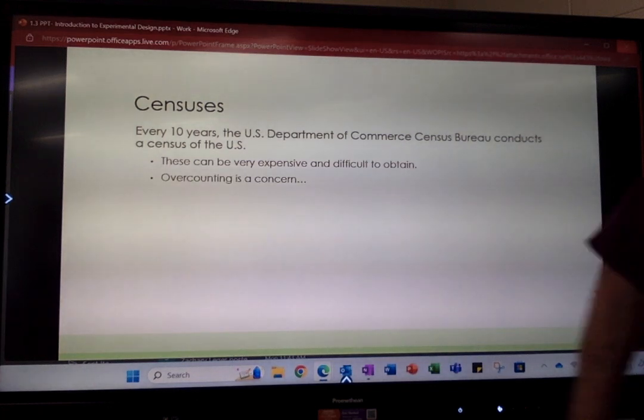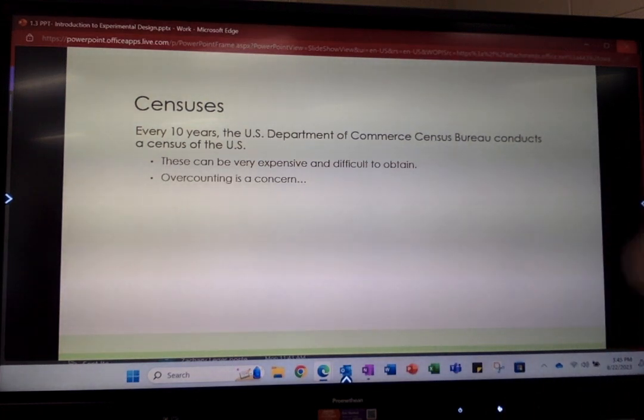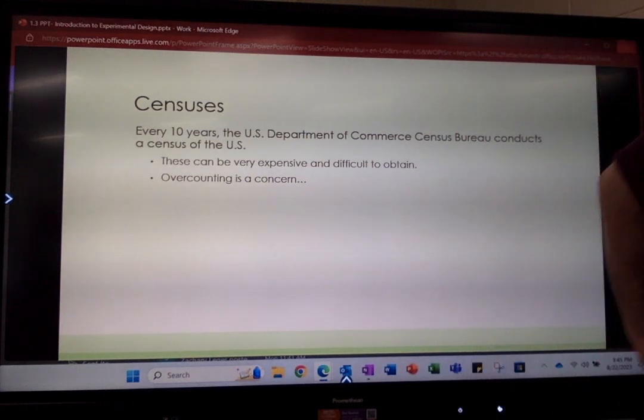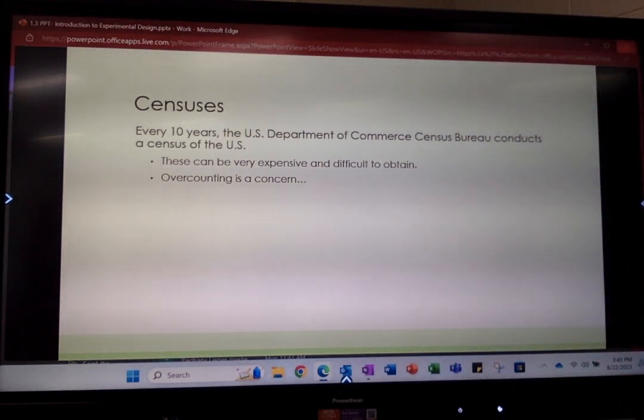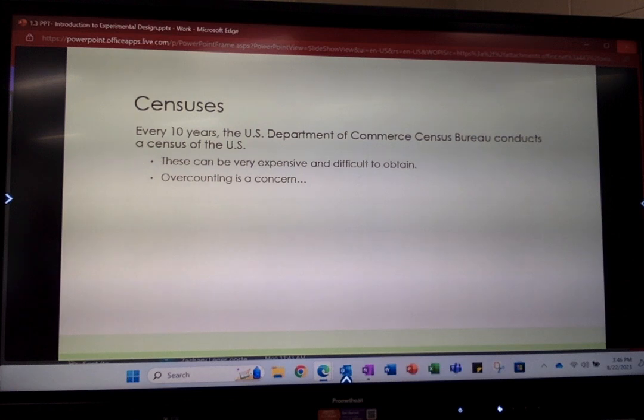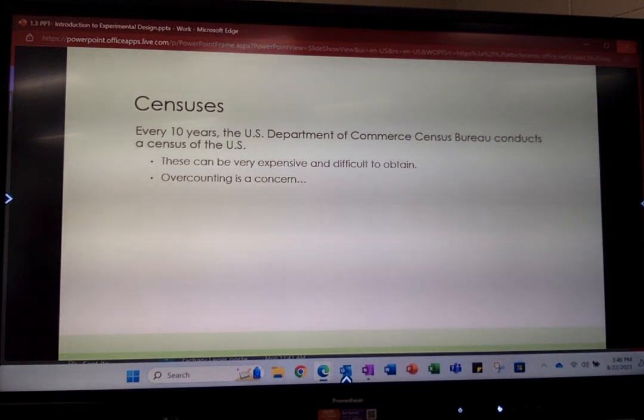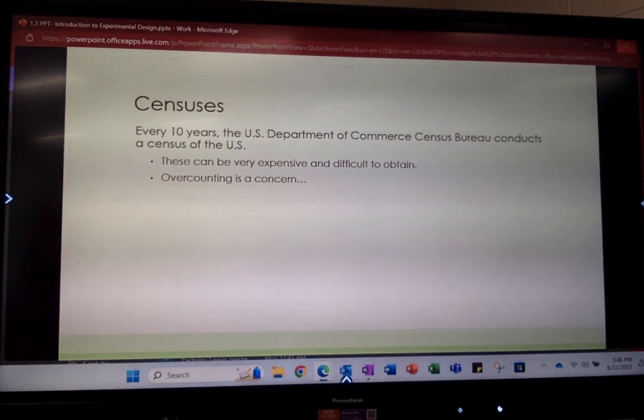Also, you have what's called overcounting. Overcounting is when you count the same person more than once. In 2000, slightly more people were counted twice than the estimated number of people missed.